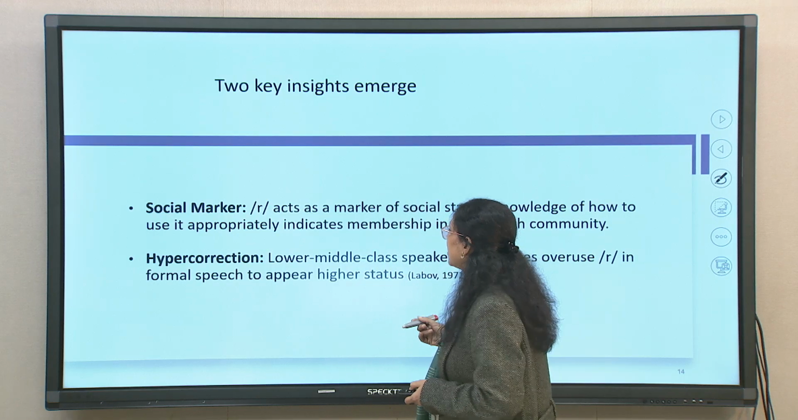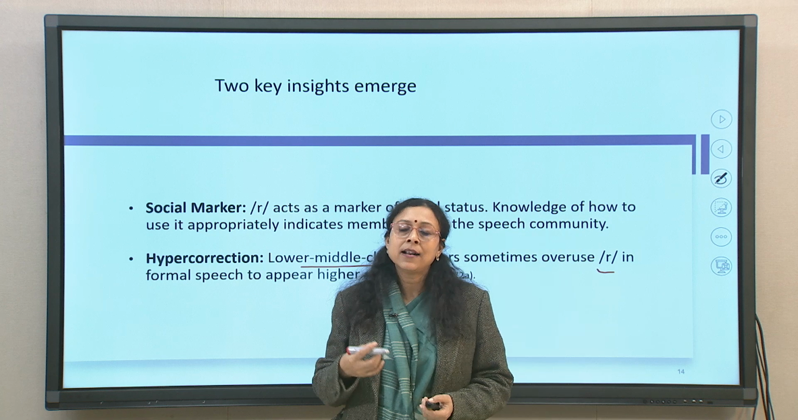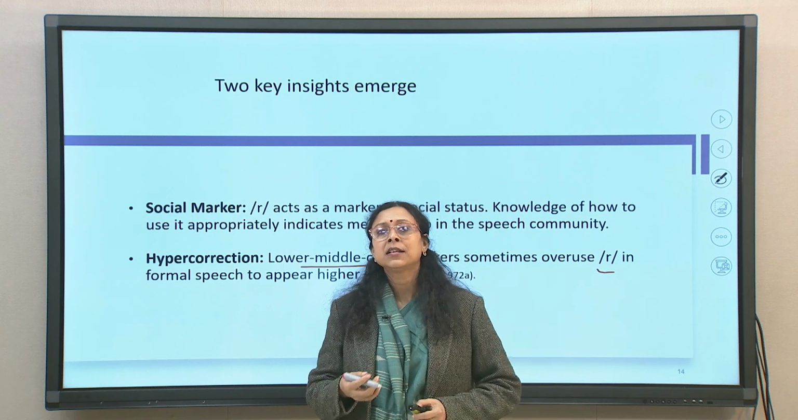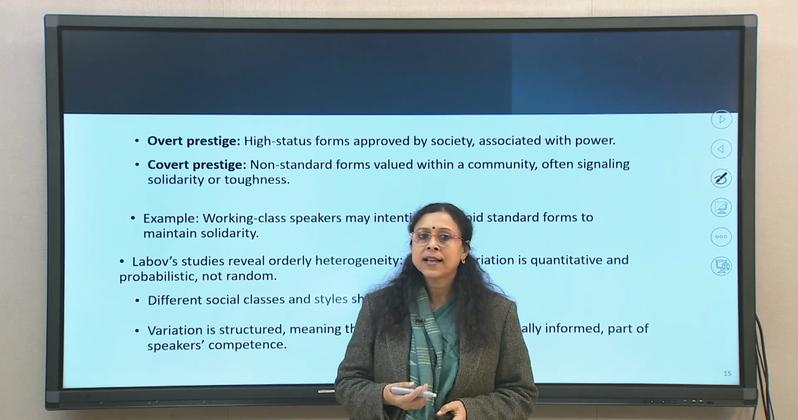Hypercorrection is another idea that he talked about: lower middle class speakers sometimes overuse the /r/ in formal speech to appear higher status. Once you are conscious of it, and you probably do not use it normally but the higher class uses it, you hypercorrect even when it need not be there. These are some insights from his study.